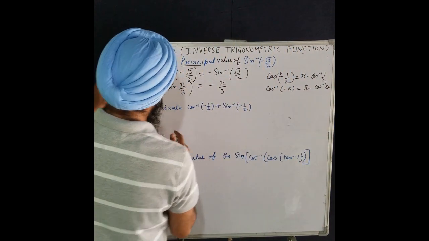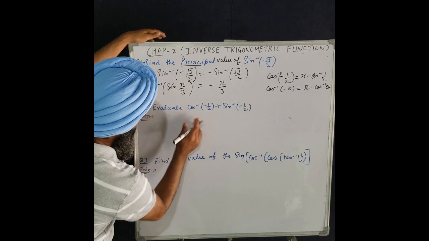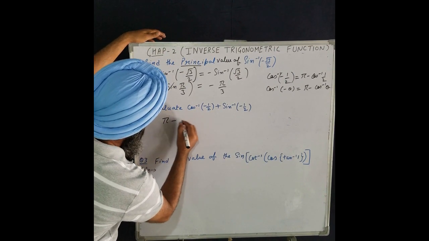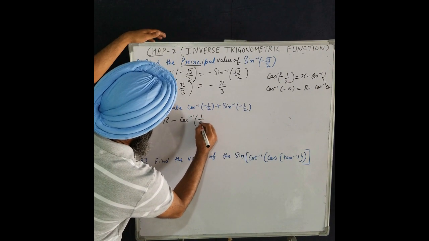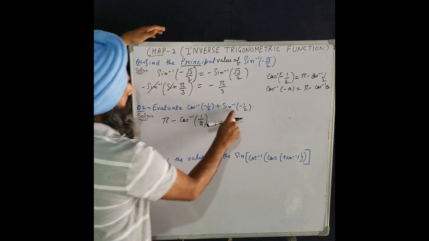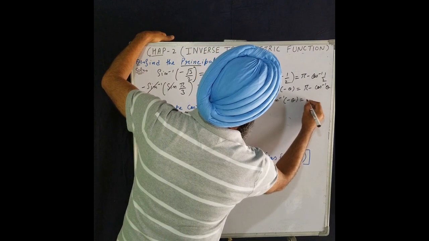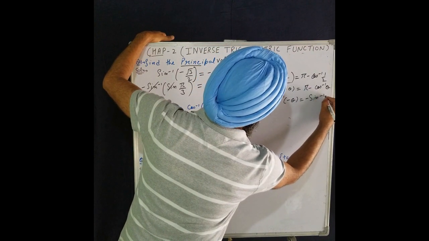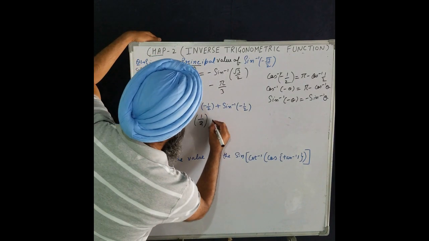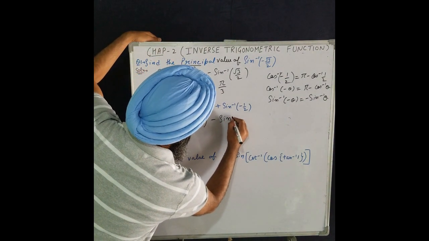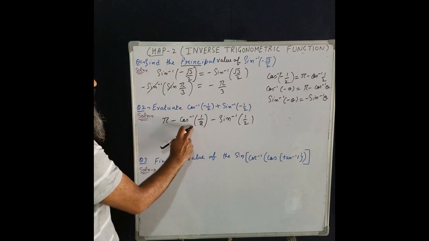So firstly we are using this formula and we will write it as pi minus cos inverse of 1 by 2. And we also know that sine inverse of minus theta equals minus sine inverse theta, which we also used in part 1, beta. So here the value is minus sine inverse of 1 by 2. Now, beta, cos inverse of 1 by 2.